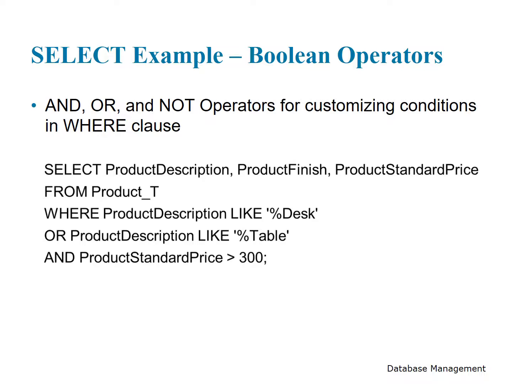Select example: Boolean operators. AND, OR, and NOT operators are used for customizing conditions in the WHERE clause. SELECT ProductDescription, ProductFinish, ProductStandardPrice FROM Product_T WHERE ProductDescription LIKE '%Desk' OR ProductDescription LIKE '%Table' AND ProductStandardPrice > 300.